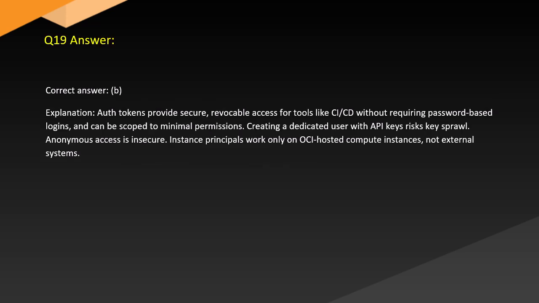Answer. Correct answer: B. Explanation. Auth tokens provide secure, revocable access for tools like CI without requiring password-based logins and can be scoped to minimal permissions. Creating a dedicated user with API keys risks key sprawl. Anonymous access is insecure. Instance principals work only on OCI-hosted compute instances, not external systems.